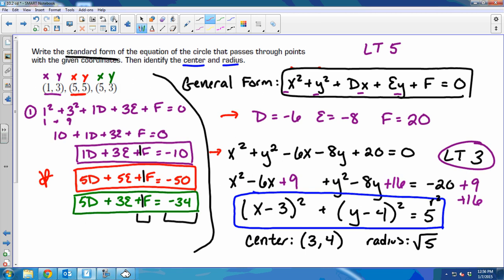Do I need to do the other example on the page? We good?